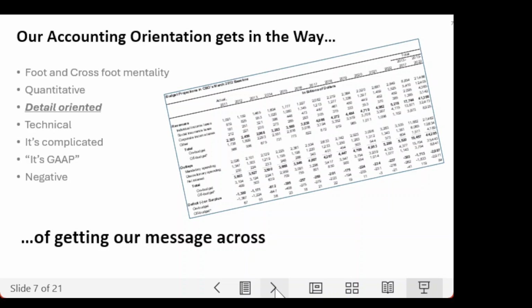Very technical. We often explain things as it's complicated. We hide behind GAAP, generally accepted accounting principles, and we're often perceived as being negative. That is, we only offer criticism. We never talk about the things that are going right. So we can address all of these things as we think about improving our abilities.